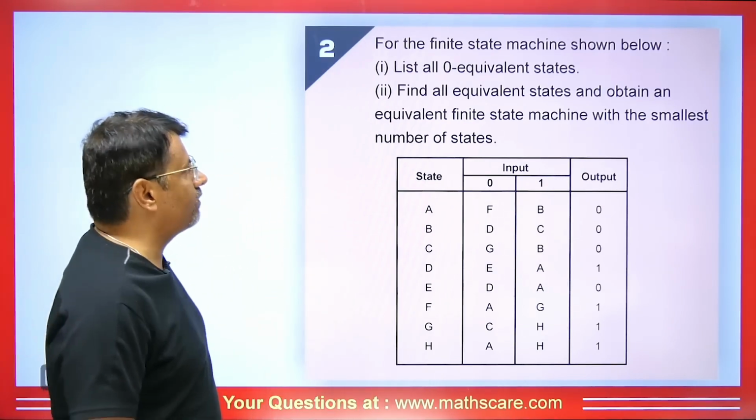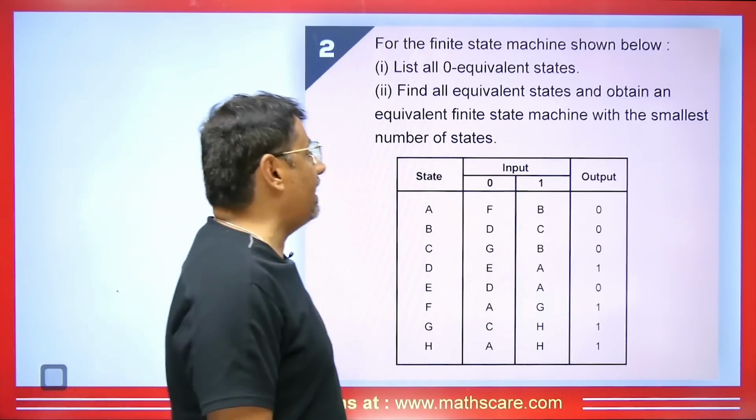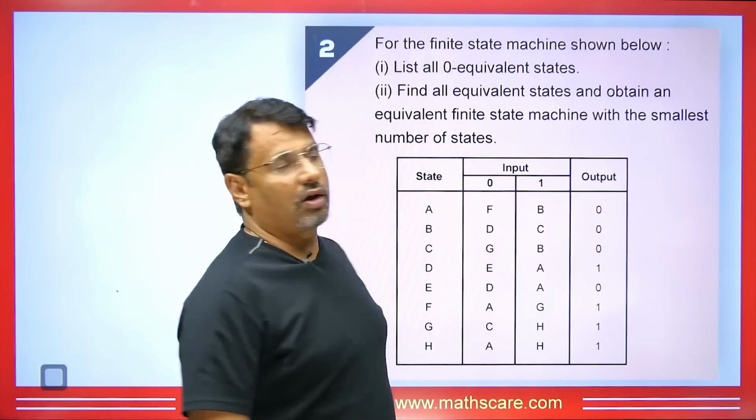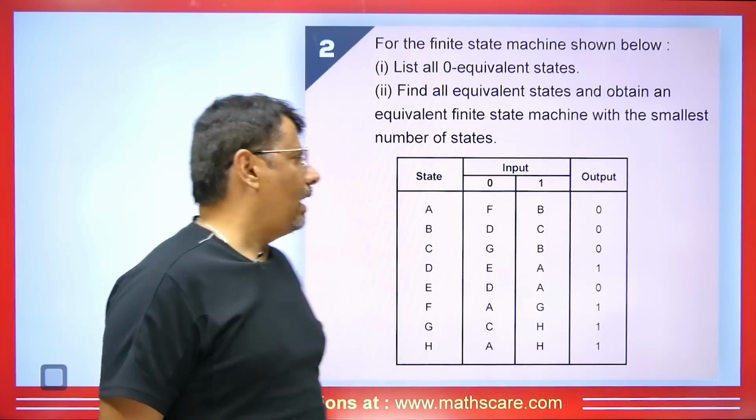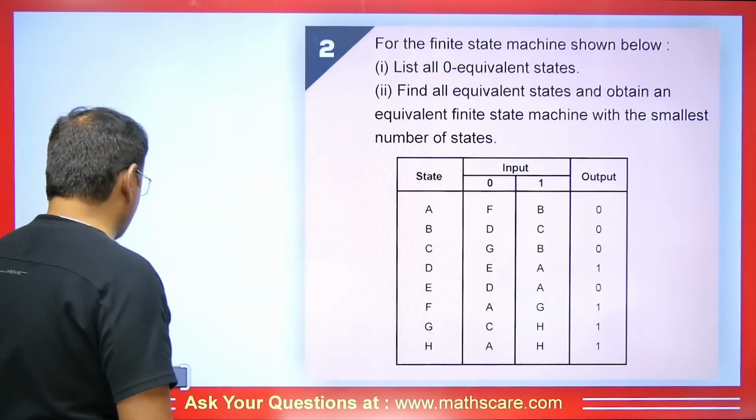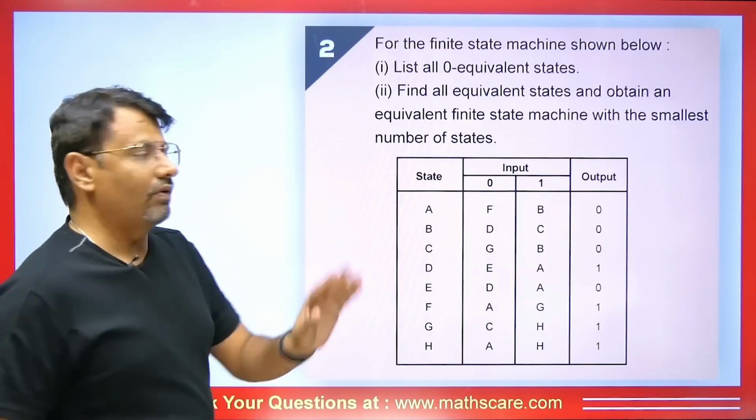Second part is find all equivalent states and obtain an equivalent finite state machine with the smallest number of states. Same, we have to minimize it. Now we will talk about the states which are 0 equivalent. So same, we will take pi 0.